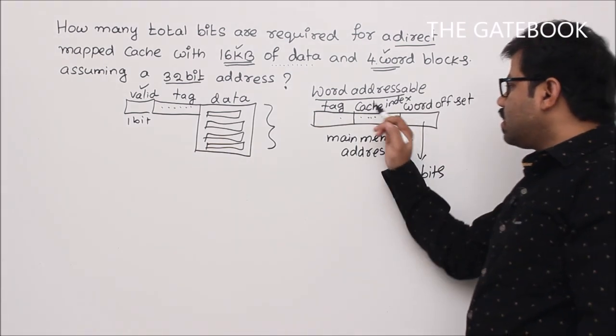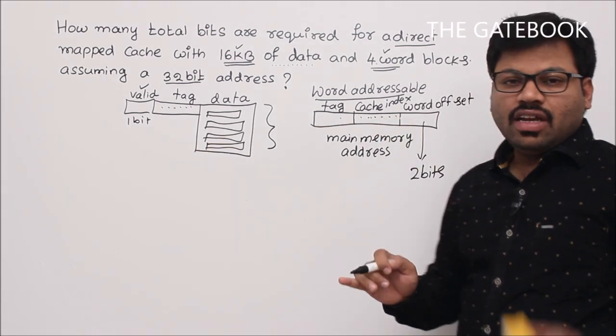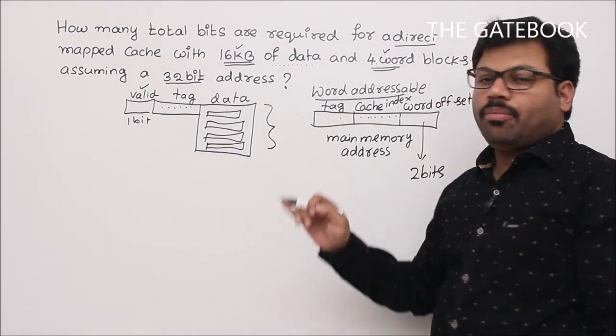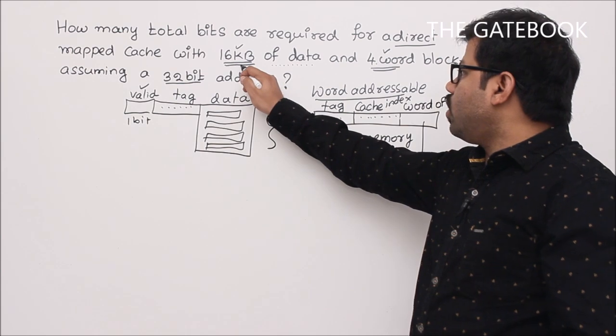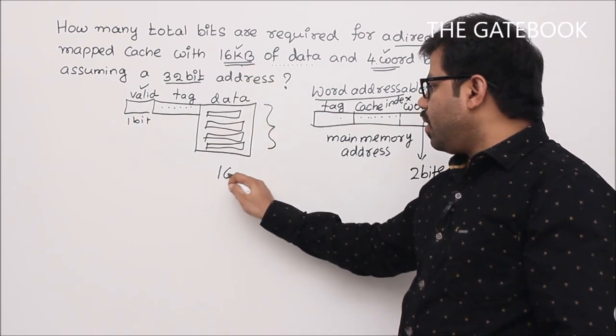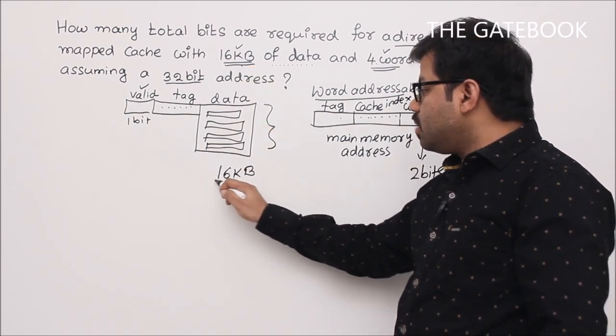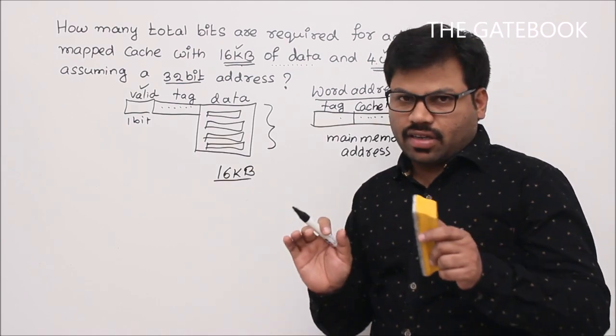Now, the cache index depends on the number of cache blocks. That's why we have to compute the number of cache blocks. So what is the information we have? We have a total cache size of 16 KB, right? This 16 KB is specifically only the data part.